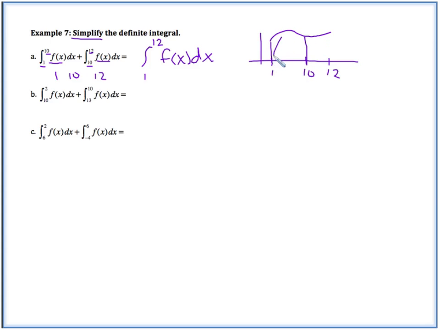So here would be the first definite integral, and here would be the second definite integral. And you can see that we can just add them together, and we're going to get this definite integral right here simplified.